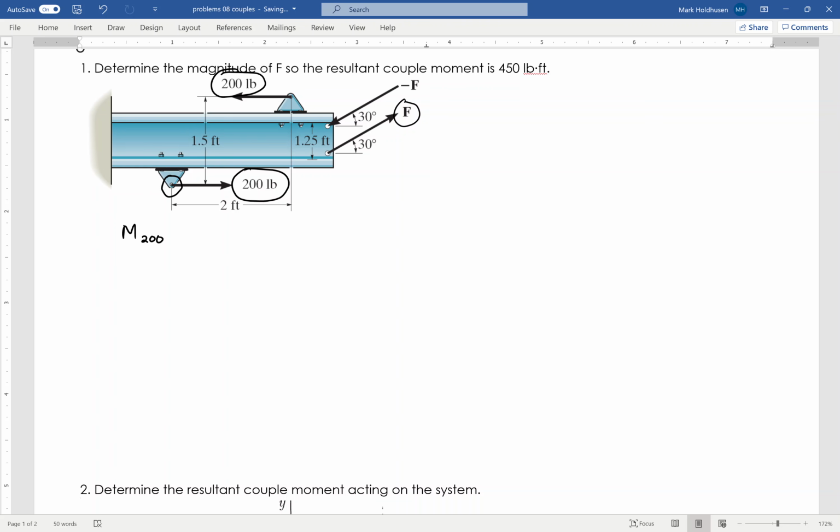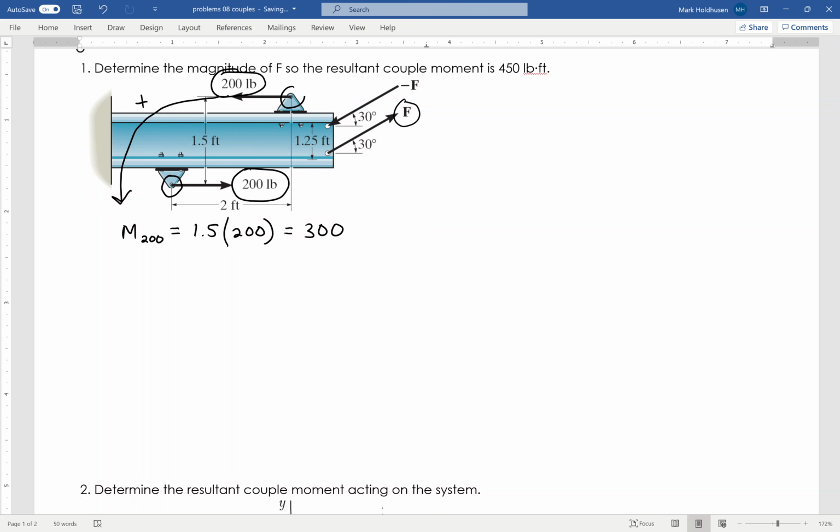So I'm going to take the moment about that first circle that I did there. For that first circle, I get 1.5 times 200, because that's going to create a moment in that direction about that point. So that's going to be 1.5 times 200, and of course, that's a positive moment. So I get 300 for my moment of that couple.